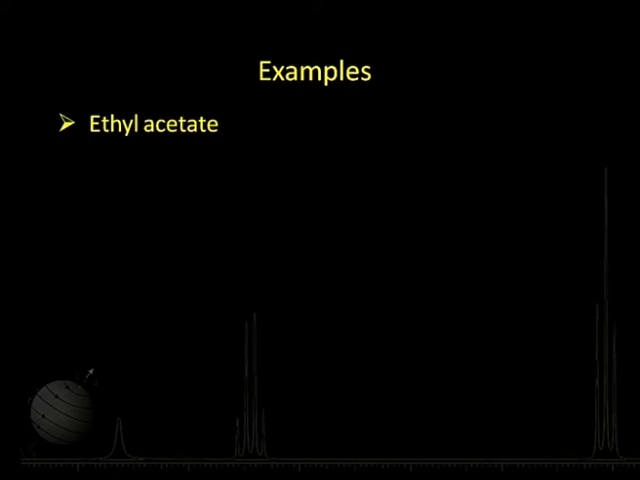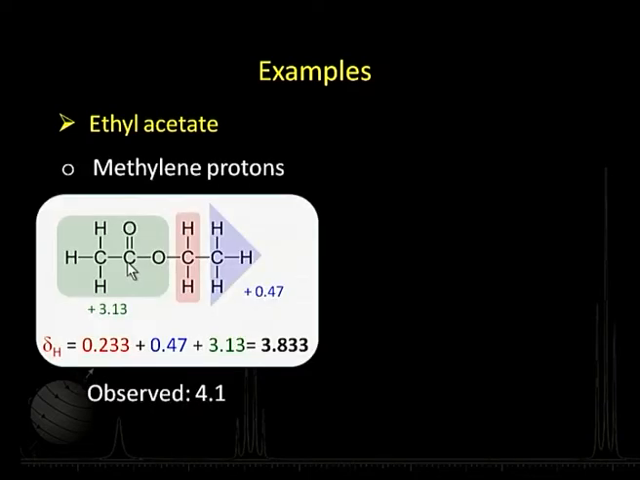Let us take the example of, say, ethyl acetate. For ethyl acetate, this is my formula, and I want to theoretically calculate, on the basis of these empirical rules, the chemical shift position for the methylene protons. That means these are the two protons I am looking at. When I do that, what do I do? This is my starting point. So, delta H as per the formula is 0.233. That is the base value I have.